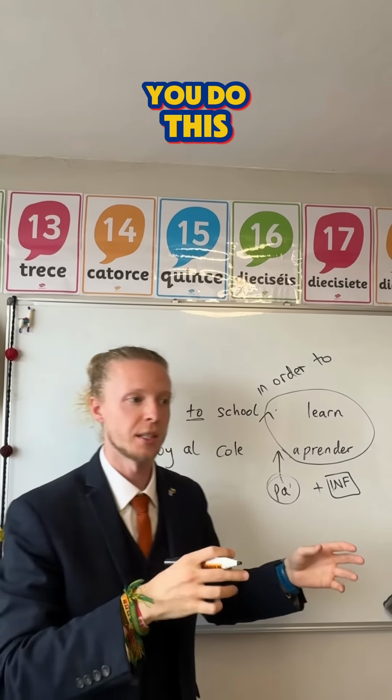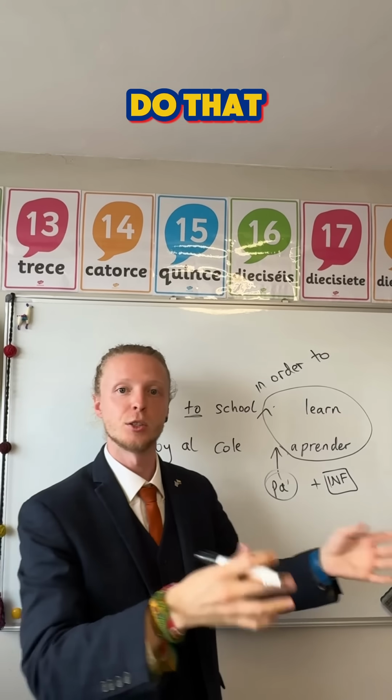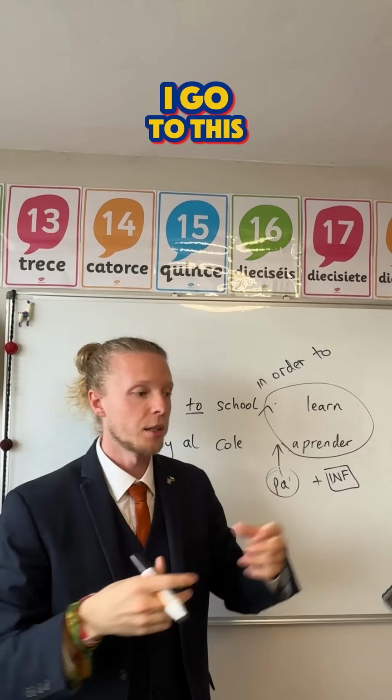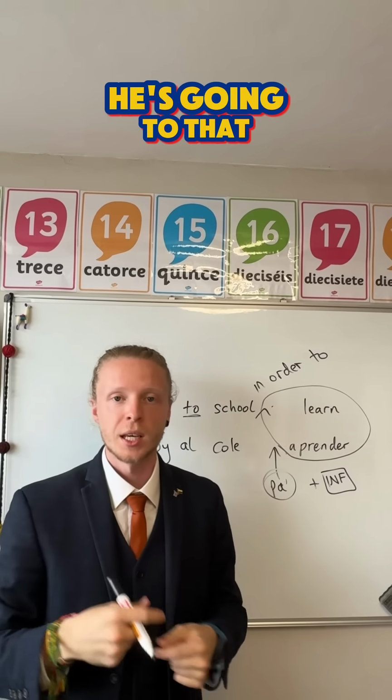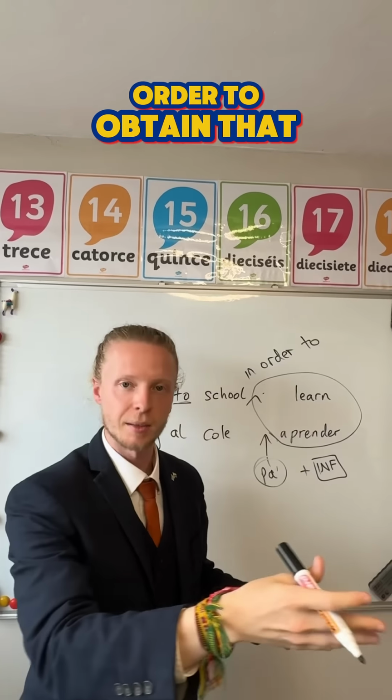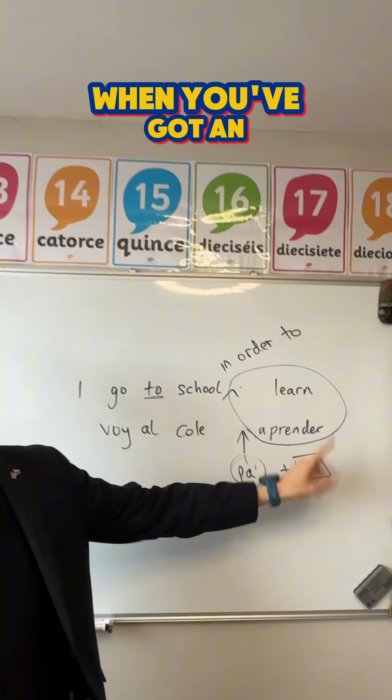So if you're saying you do this to do that, or you go here to do that, or he's going there to do such and such, you're always going to have to say, I go to this place in order to do this. He's going to that place in order to do that. I'm doing this in order to obtain that. So always include para when you've got an infinitive.